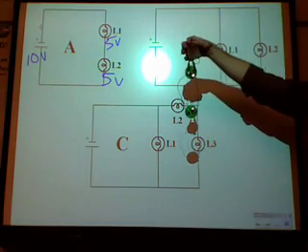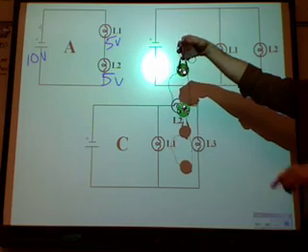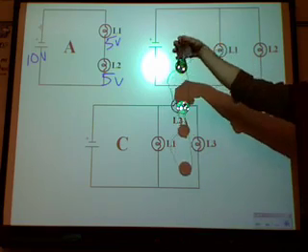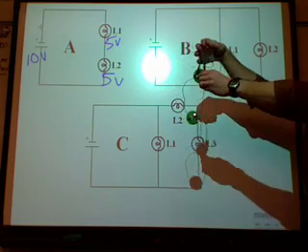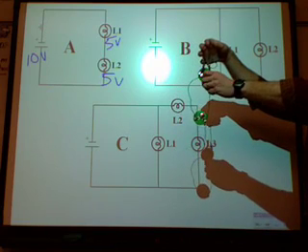Now on this particular circuit, a parallel circuit, what do you predict is going to happen if I were to remove this bulb from the holder? Will the other one go out or stay on?